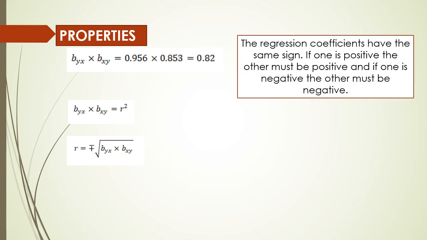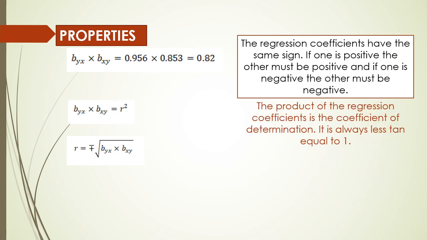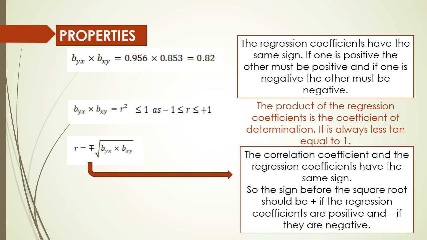So here are the properties. The regression coefficients have the same sign. If one is positive, the other must be positive. And if one is negative, the other must be negative. The product of the regression coefficients is the coefficient of determination. It is always less than or equal to 1 as R lies between minus 1 and plus 1. The regression coefficient and the correlation coefficient have the same sign. So the sign before the square root should be plus if the regression coefficients are positive and minus if they are negative.